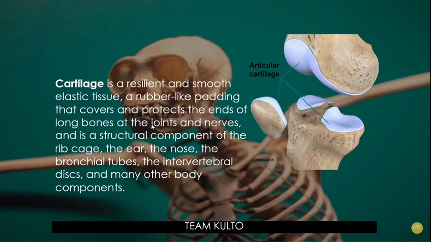Next, we have the cartilage. Cartilage is a resilient and smooth elastic tissue, a rubber-like padding that covers and protects the ends of long bones at the joints, and is a structural component of the rib cage, the ear, the nose, the bronchial tubes, the vertebral discs, and many other body components. One of the major functions of cartilage is to prevent friction between two bones.